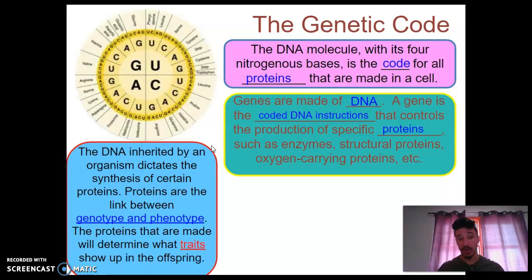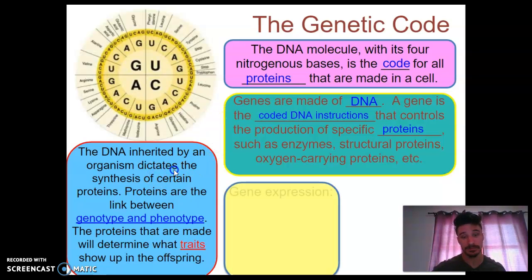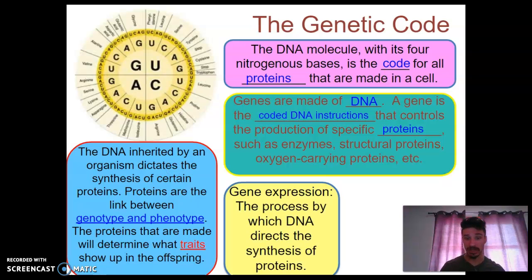The proteins that are made are going to determine traits that show up in the offspring. For instance, your skin tone is dictated by certain proteins. Whether you have dark or light complexion, certain proteins dictate that. So how do we define gene expression, right? How do we define expressing a gene as a protein? Well, it's the process by which DNA directs the synthesis of proteins. You take a gene within DNA, a segment of DNA, and you make a protein from it. That's gene expression, because that protein is going to allow for physical expression of that gene.